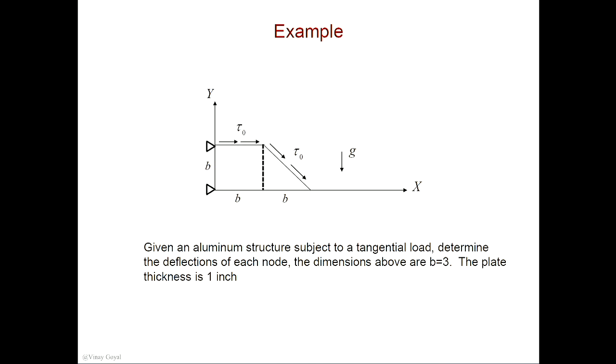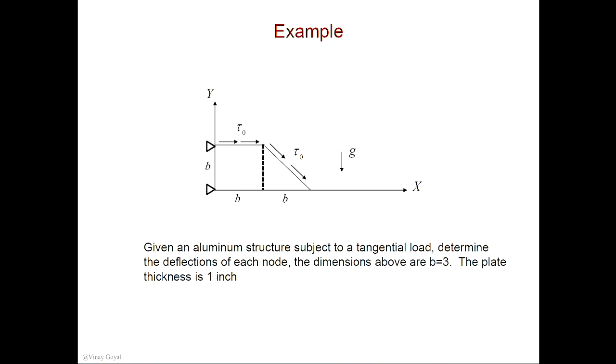With that said, this is a solid mechanics problem. I'm going to do a shear distribution across this surface. This is a domain that looks like this. B equals 3, aluminum. I'm going to put gravity too. Why not? Let's put gravity. What else can we put? We can put acceleration too, but let's not do that. Let's say the thickness is 1 inch.